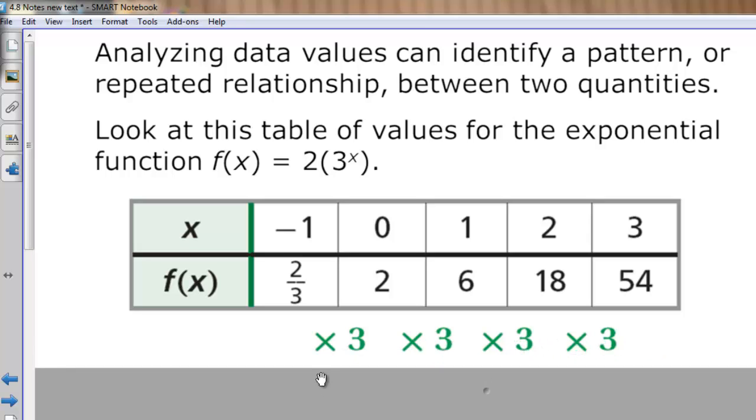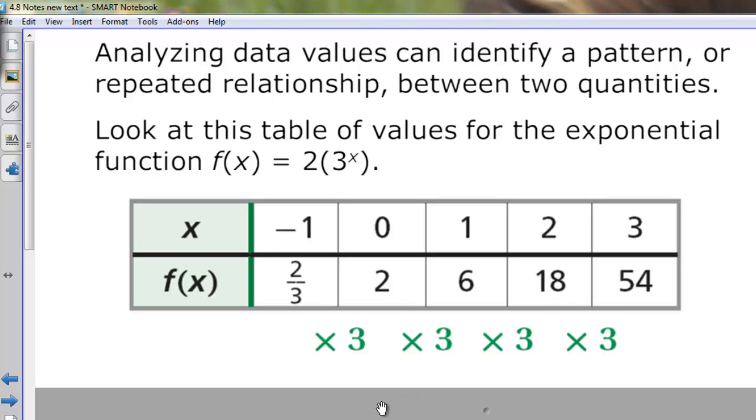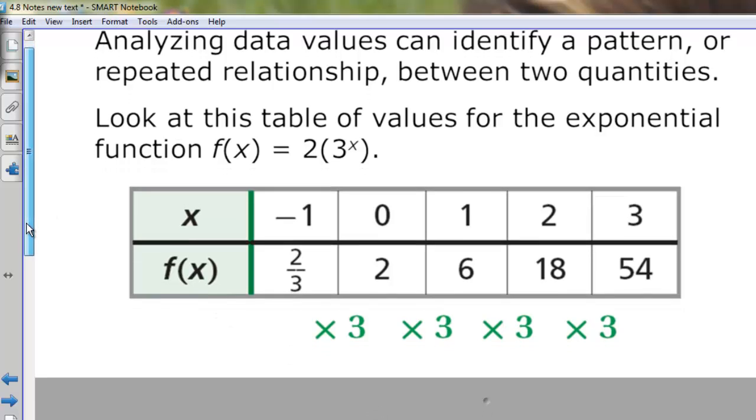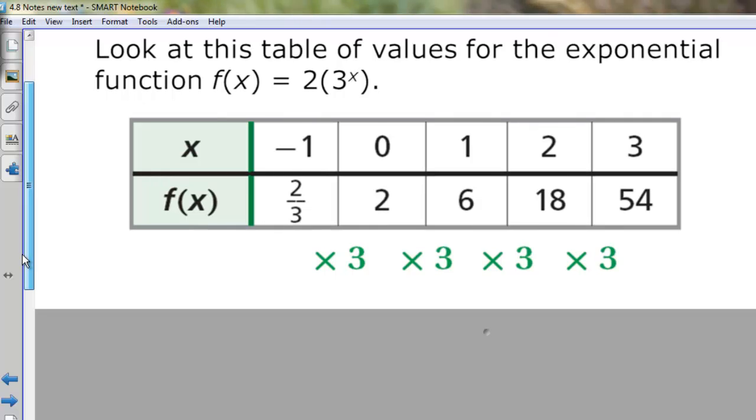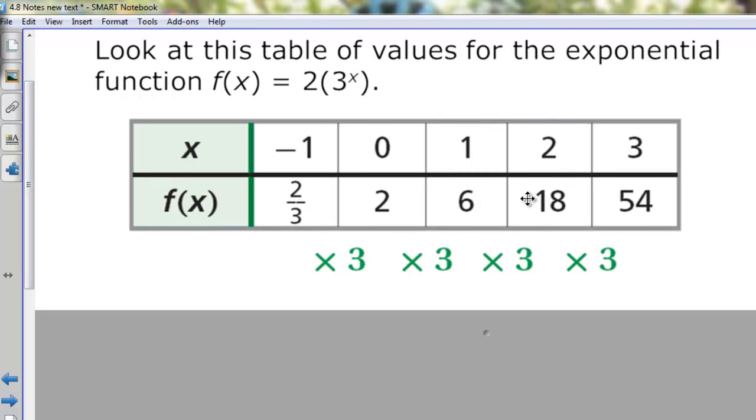If you notice, every time you take the subsequent f of x values, they go up by a factor of 3, meaning you would multiply 2/3 by 3, you would get 2. If you take 2 times 3, you get 6. 6 times 3 is 18. 18 times 3 is 54. That is not the same as what we were doing with first order differences earlier, because first order differences are not all the same. 54 minus 18 is not the same as 18 minus 6, and so on.